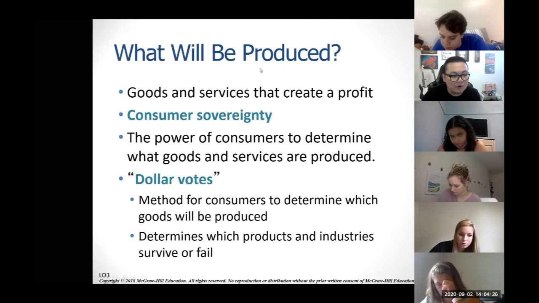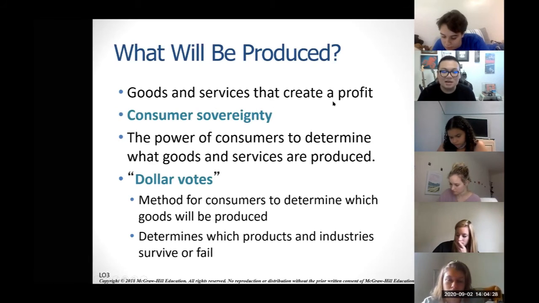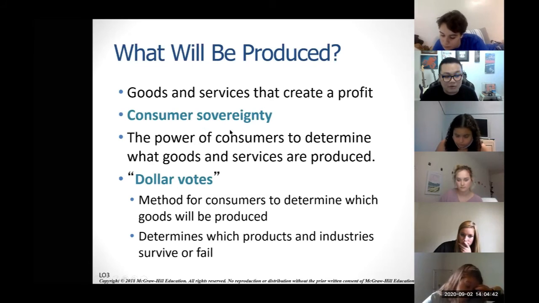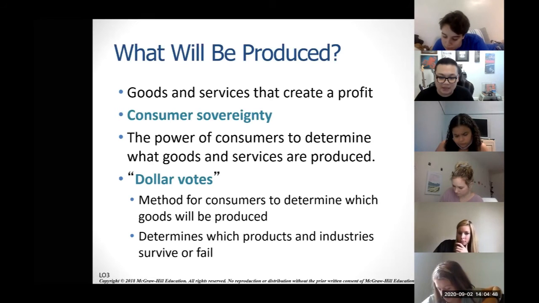For example, what will be produced? For the goods and services of the company, they will always want to achieve utility. What's the utility for companies? That's the product or service that will bring profit. So we have a definition called consumer sovereignty, which means the customer actually makes the decision to choose the product. It is the power of the consumer to determine what goods and services are produced.